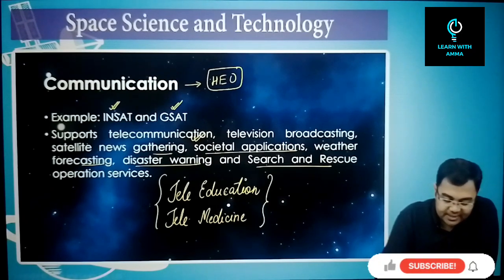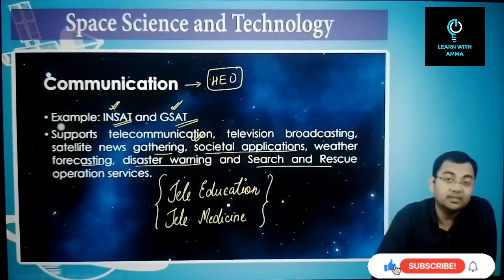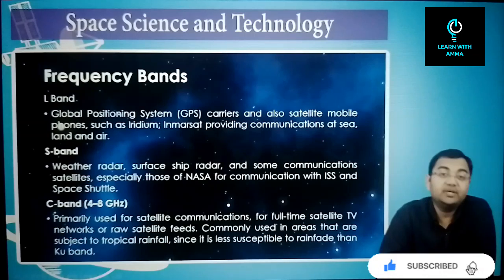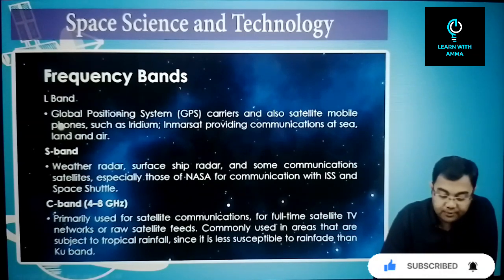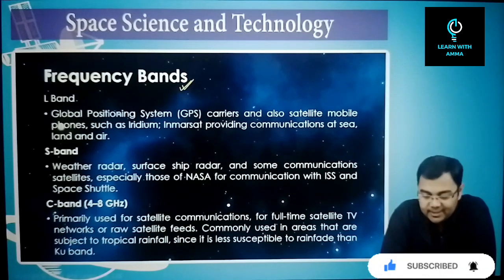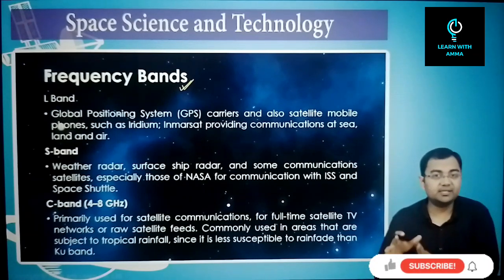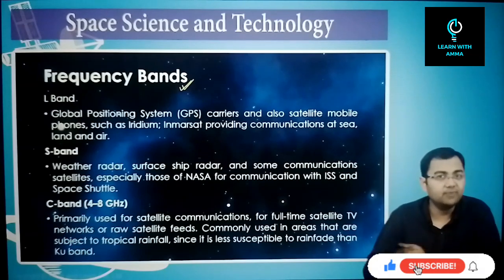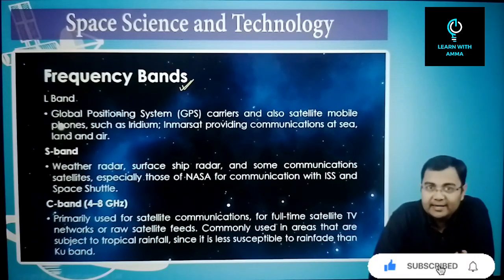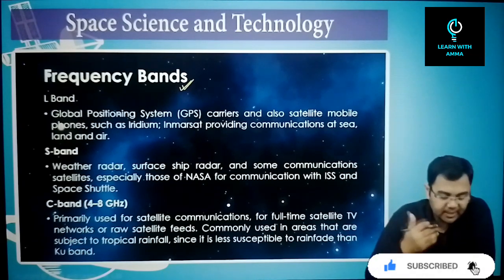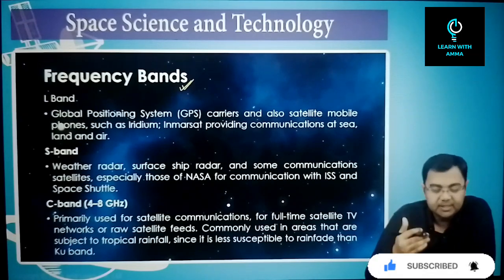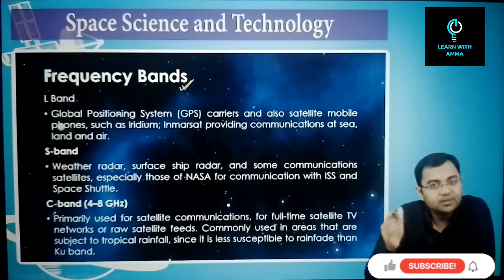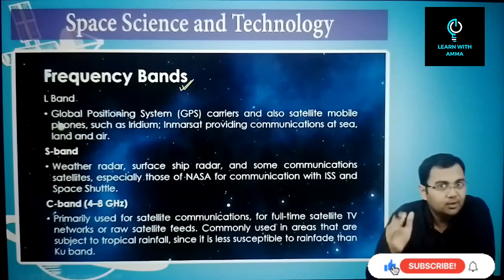So for communication satellites, we have the INSAT series satellites and the GSAT series satellites. Now when it comes to the different kinds of communication satellites, there are frequency bands into which they are divided. We'll learn more about the frequency bands when we go to the chapter on IT and communication. There we'll have a better idea about it. But currently, I just need you to understand that there are various bands when it comes to communication channels. These are called frequency bands, depending on the different frequencies of the electromagnetic waves.